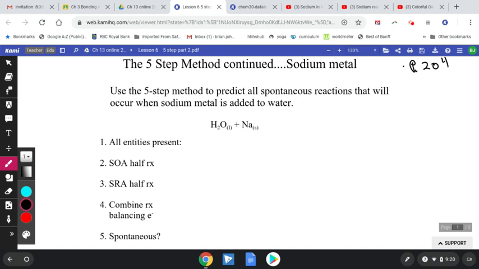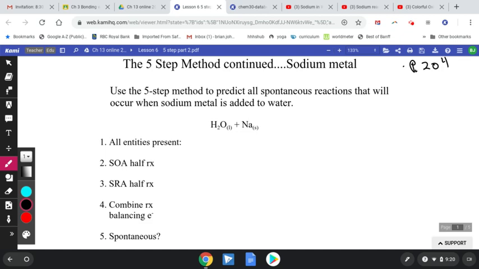Hey everybody, welcome back to 5-Step Method, part 2. So we're going to review what you guys were learning in 5-Step Method yesterday. This one's a little tricky, it takes a bit of practice, but once you get good at 5-Step Method, you can solve lots of redox questions.